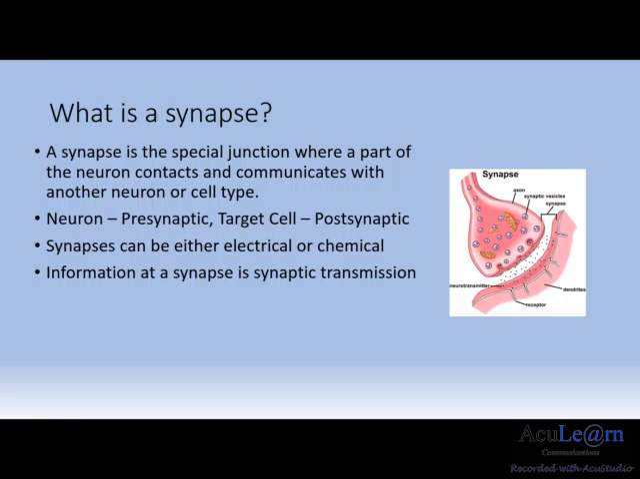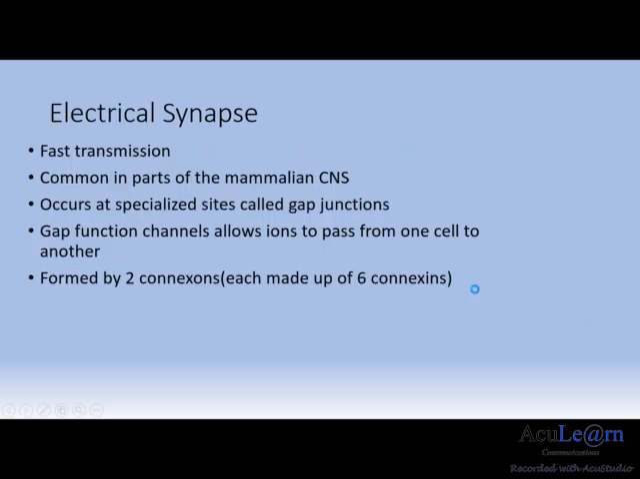The information transfer at the synapse is defined as synaptic transmission, and this mostly occurs in one direction, from the neuron to the target cell. Synapses can be differentiated by whether they are electrical or chemical. Electrical synapses are generally fast transmissions that can be bidirectional.